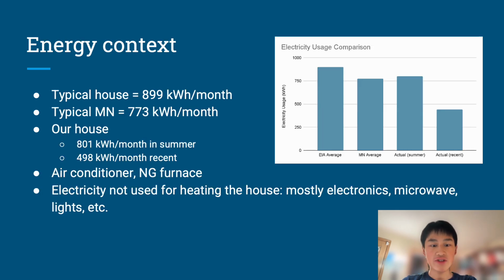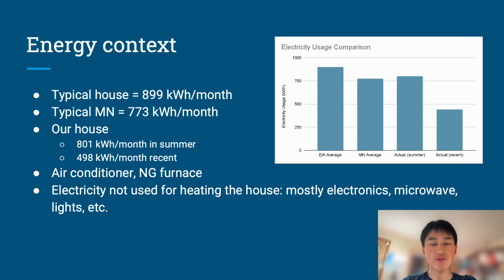As for a little bit of energy context, according to the EIA, the typical American home uses 899 kilowatt hours a month. In Minnesota, one website estimates that this drops down to about 773 kilowatt hours a month. And according to some power bills, our house uses around 800 kilowatt hours a month in the summer. And a recent power bill was 498 kilowatt hours.